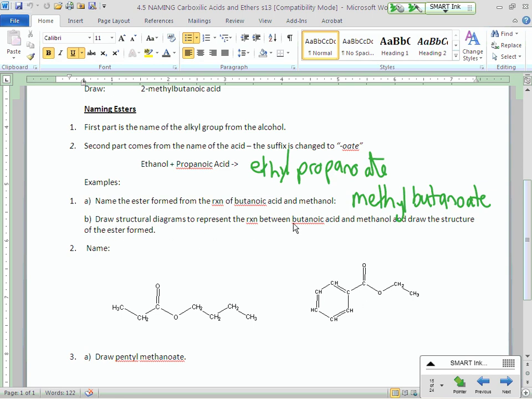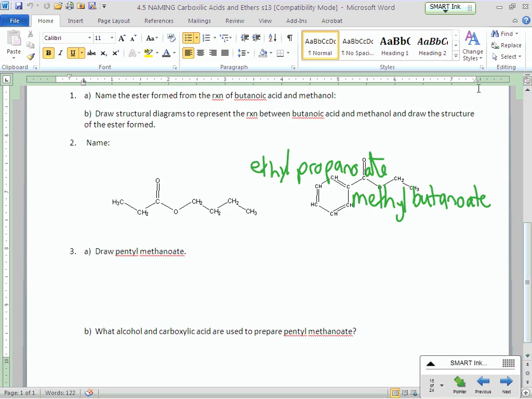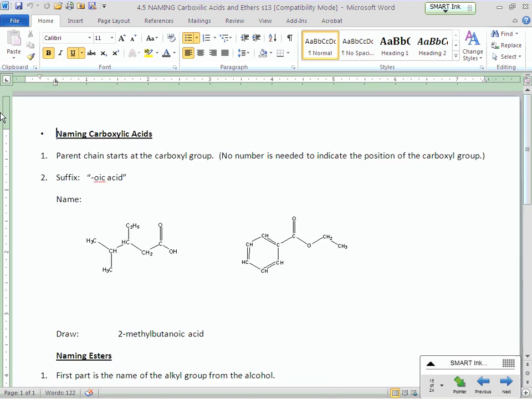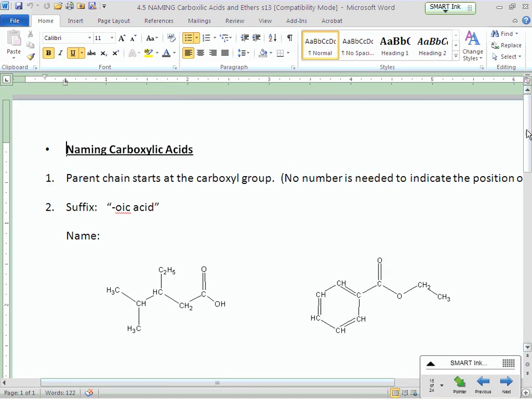Draw the structural diagram to represent the reaction between butanoic acid and methanol, and draw the structure of the ester formed. I'm not worried about that right now. Let's go down here to these naming and these drawing ones. Okay? Now, moving down to here, and we're going to do a clear screen. And I can zoom in a little bit. I think I can. And when I zoom in, I got to reposition.